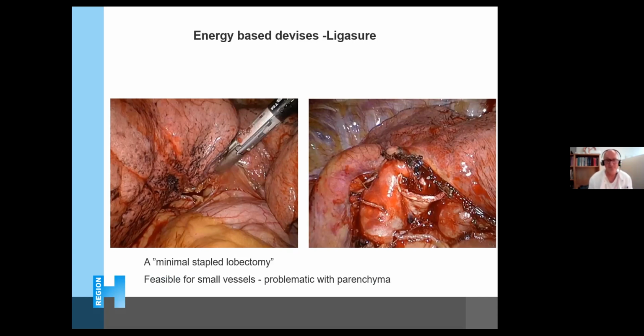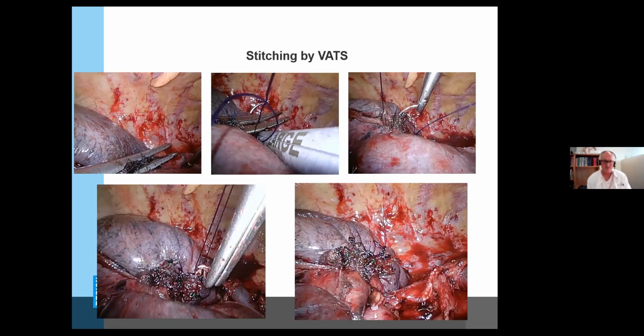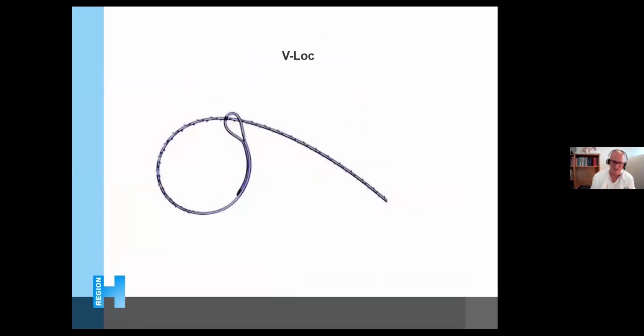So simple as that. Then, of course, as also mentioned, in some selected cases you can stitch, if you have a major air leak, or if you have some area where the sealant doesn't cover it and you see bubbling by your water seal test. I use it quite often, maybe stitch it and then cover it afterwards with some other agent to keep it intact. And what I use nowadays, which is very simple, is the V-Loc, which is a suture with small hooks on it, so you don't need to tie it at all. It's really easy and simple to use by VATS.